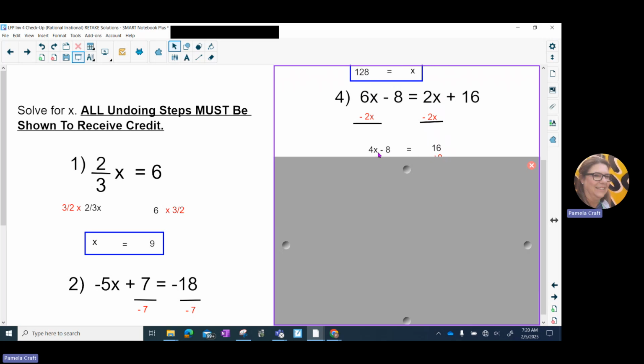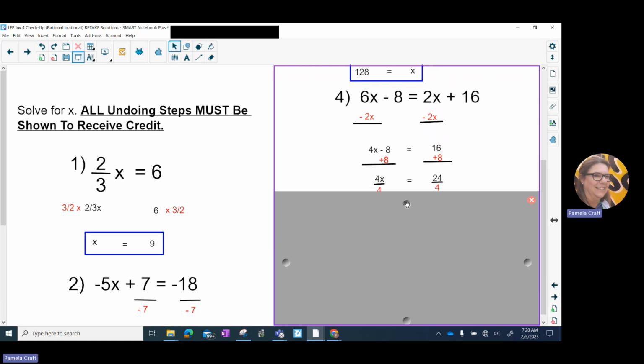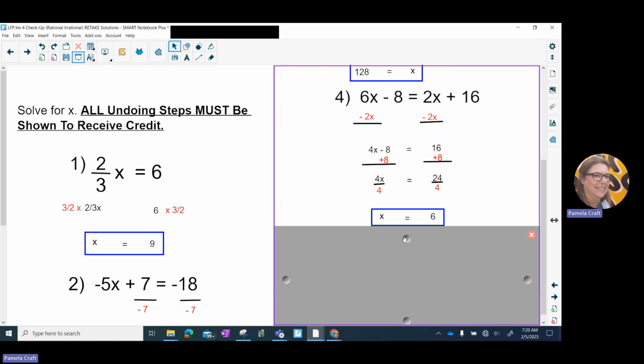This is a 2-step equation with multiplication of 4 and subtraction of 8. Get rid of the subtraction first by adding an 8 to both sides. I now have 4x is equal to 24. This is multiplication by 4, so to undo that, I'm going to divide both sides by 4, and I get 1x is equal to 6.